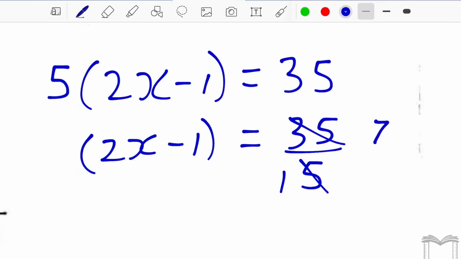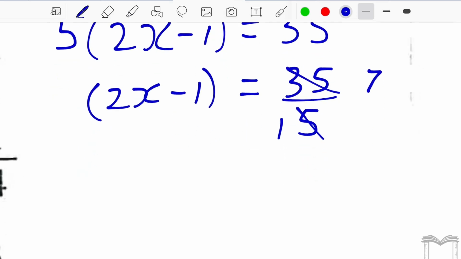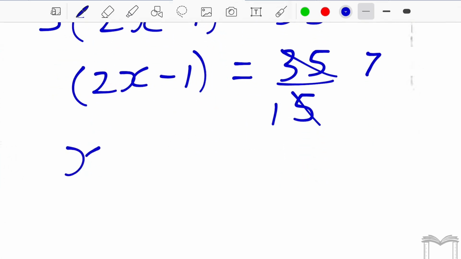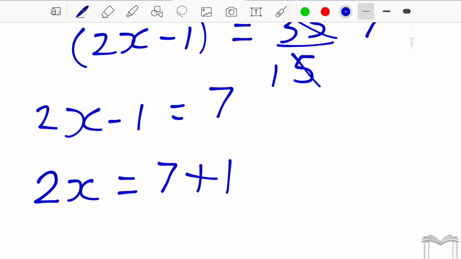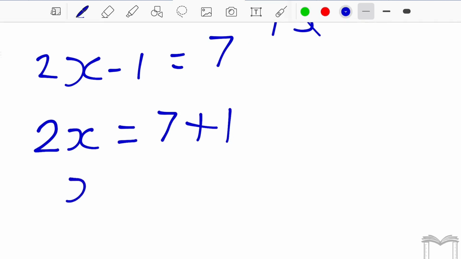5 into 35 is 7. So 2x minus 1 is equal to 7. We will now carry across the 1. So 2x is equal to, the minus 1 now becomes plus 1 on the right side. 7 plus 1 is 8, so 2x is equal to 8.